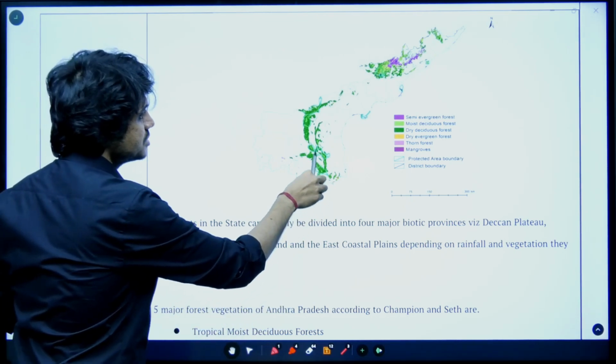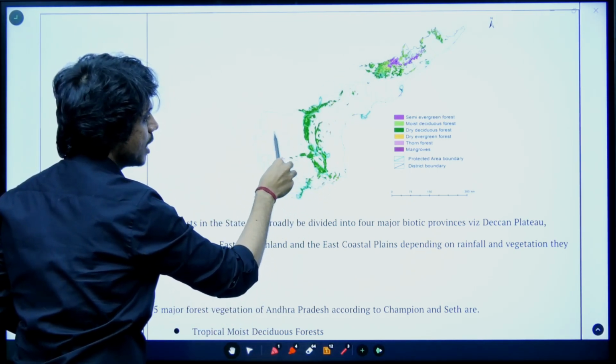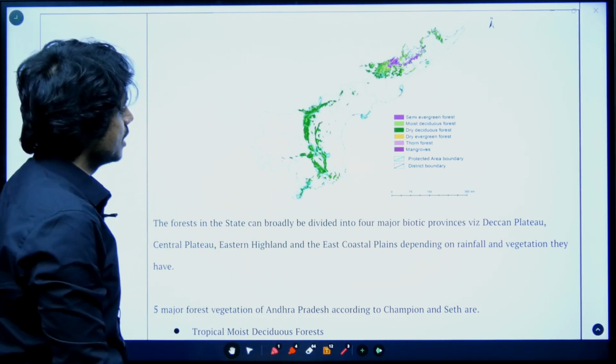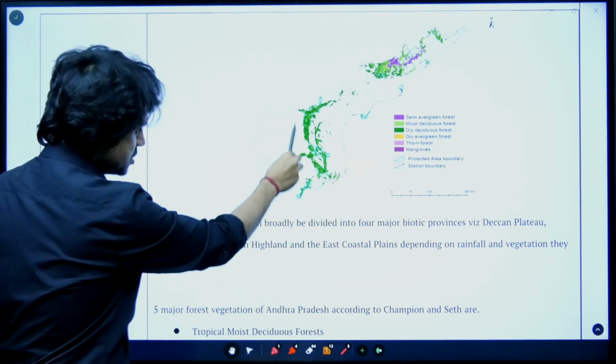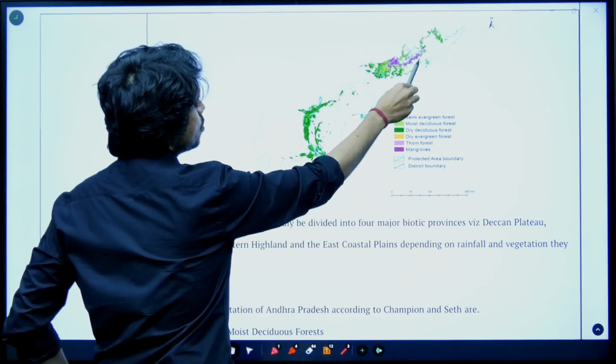Okay, so these are part of the Eastern Ghats, and this is your Rayalaseema Plateau, the central part of the plateau. Some part of the northern part is also considered as your Deccan Plateau, which they have mentioned, but you can consider it as a central part, Rayalaseema Plateau, and these are your eastern coastal plains.